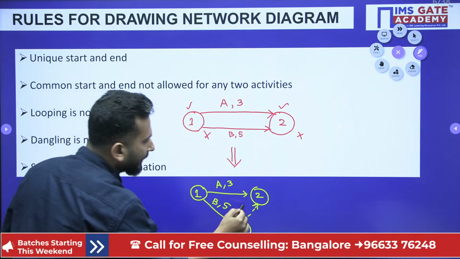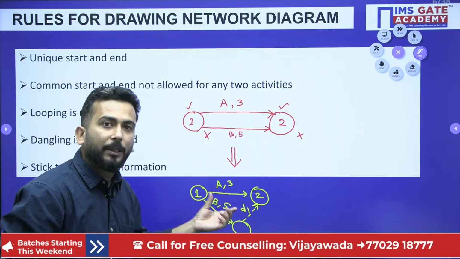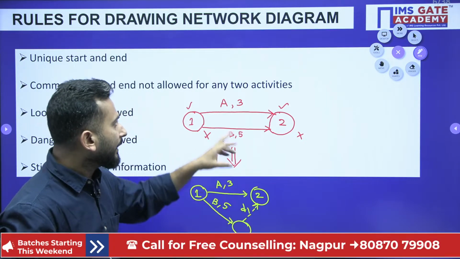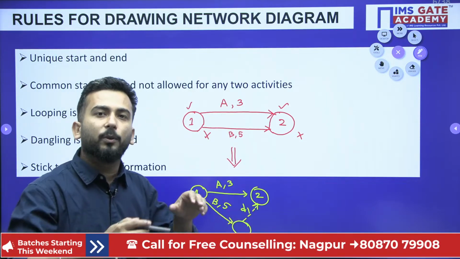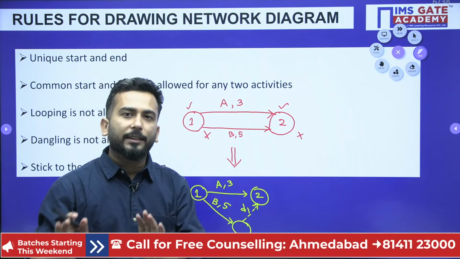Now this I have drawn a dummy activity D1. Why have I drawn a dummy activity? Because this is not allowed. So always keep in mind that if this is not allowed, the only way, whenever you are having a problem in drawing a network diagram, is that dummy activities will rescue you out of that problem.